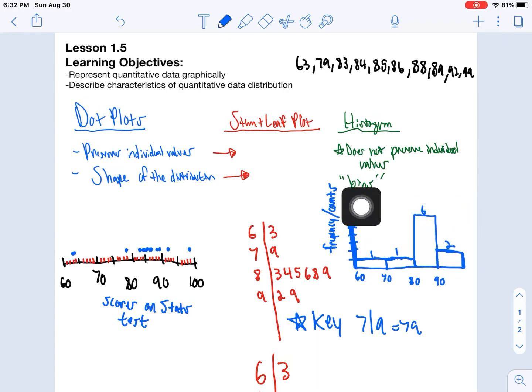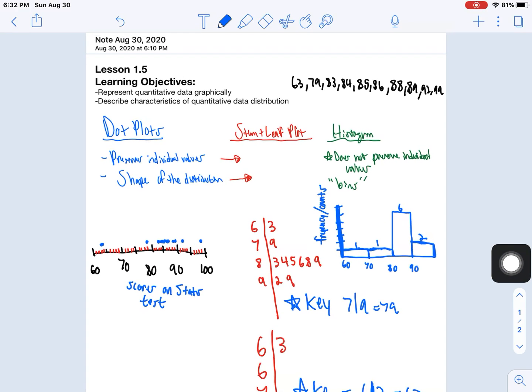But again, like I mentioned before, that's why we prefer to use histograms when we're working with larger data sets. So right here we have just 10 pieces, but imagine if we were working with something that was like 1,000. Histograms definitely help describe the shape of the distribution better by breaking up the data into what we call bins.